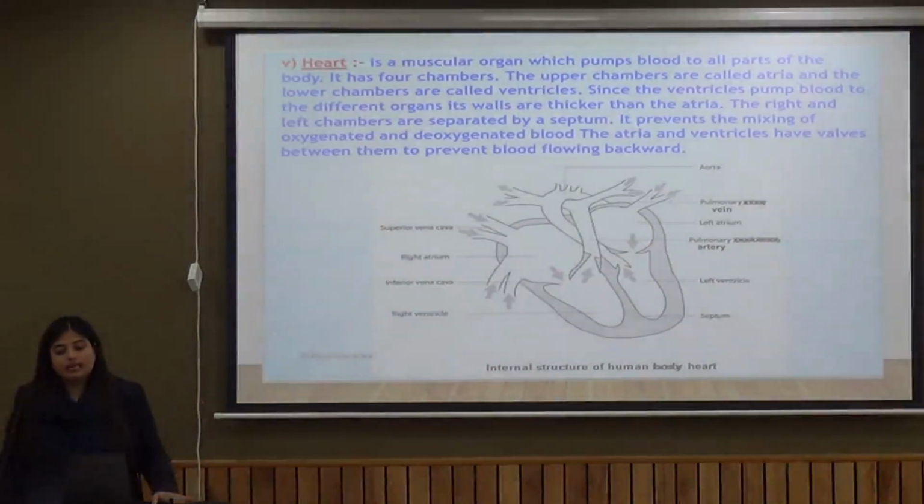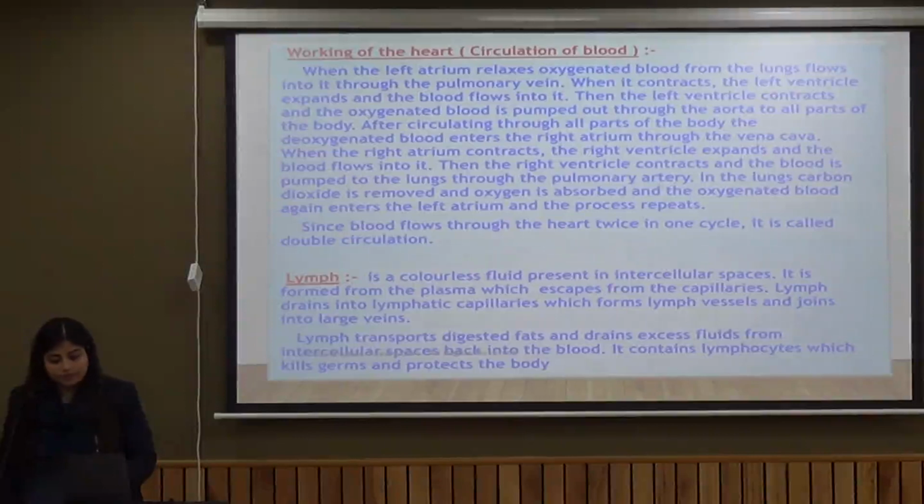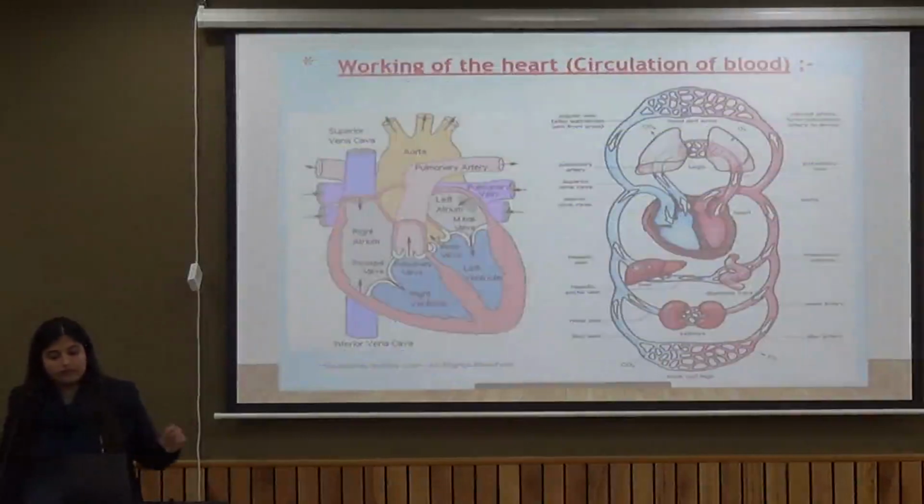And the right and the left side of the heart are separated by a septum or a wall, which prevents the mixing of oxygenated and deoxygenated blood. And they also have valves in them to prevent backflow of blood. So that's the diagram of the heart, and that is how the blood circulates in the body. Let's discuss this now. If you see over here, just have a look.